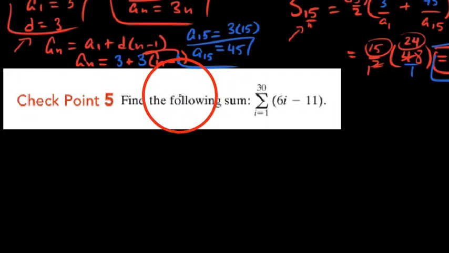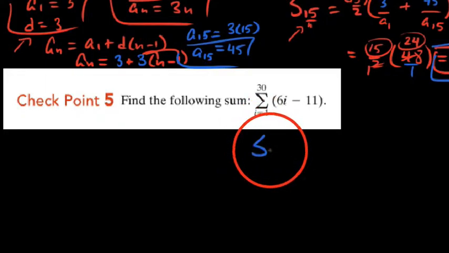So now looking at checkpoint 5 here, it says find the following sum. Here's what I can tell you. It's written a little bit differently. Underneath, what we're going to write is S30.